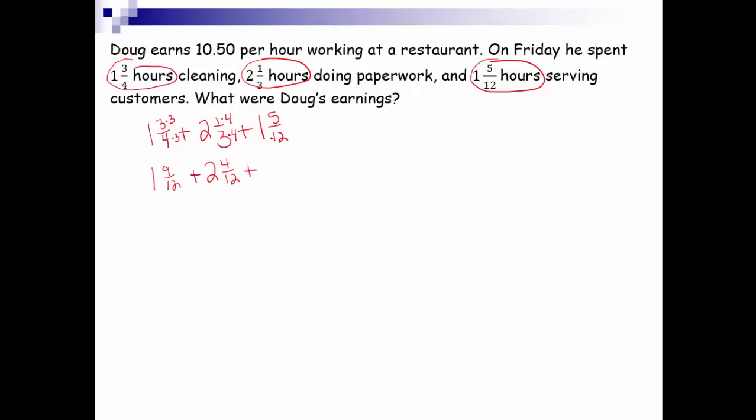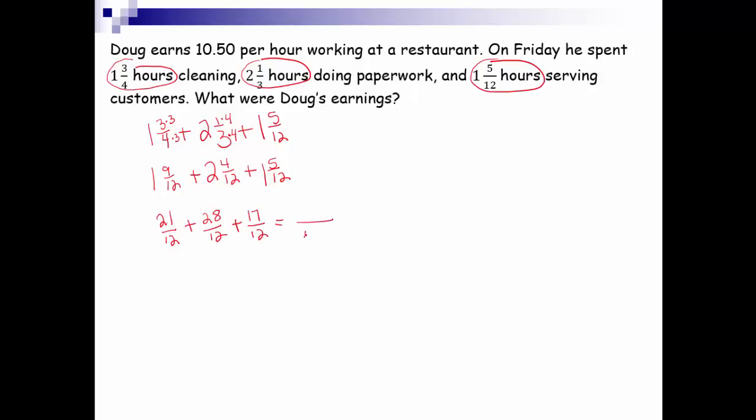4/12 plus 1 5/12. I know there are several of my students who like to convert our mixed numbers into improper fractions and then go ahead and add them. And I'm okay with that. So that's a strategy I'll use because I know many of you use that strategy. So here, 12 times 1 is 12, plus 9 is 21 over 12. Plus 2 times 12 is 24, and 4 is 28 over 12. Plus 12 times 1 is 12, and 5 is 17 over 12.